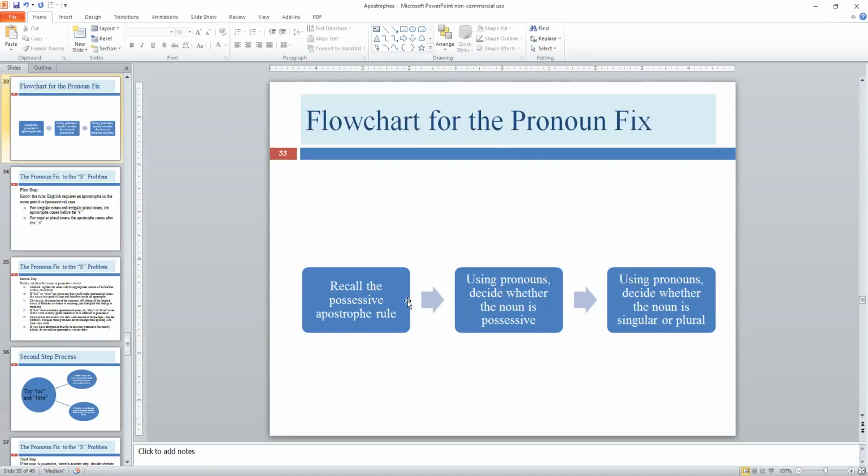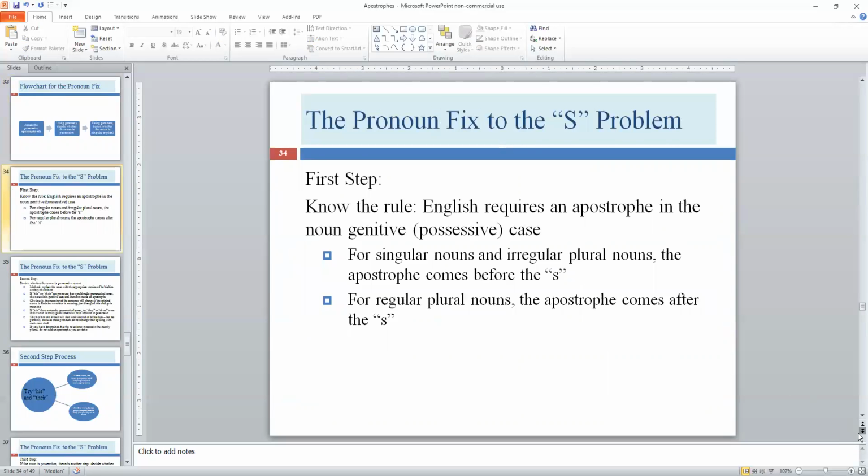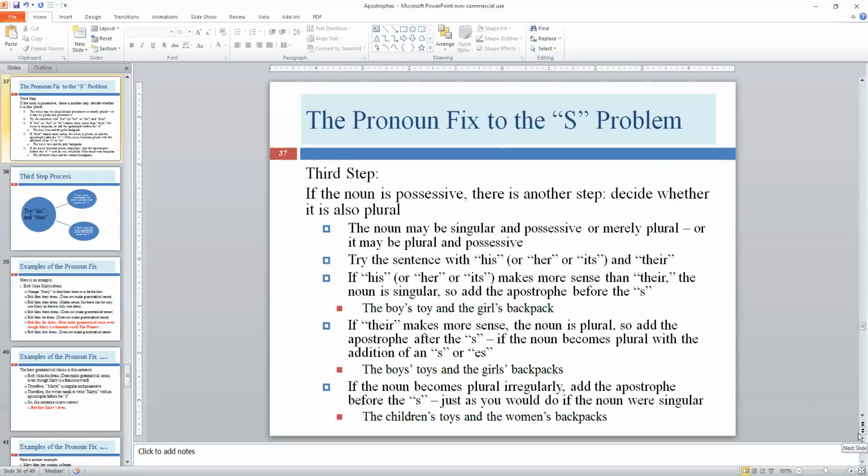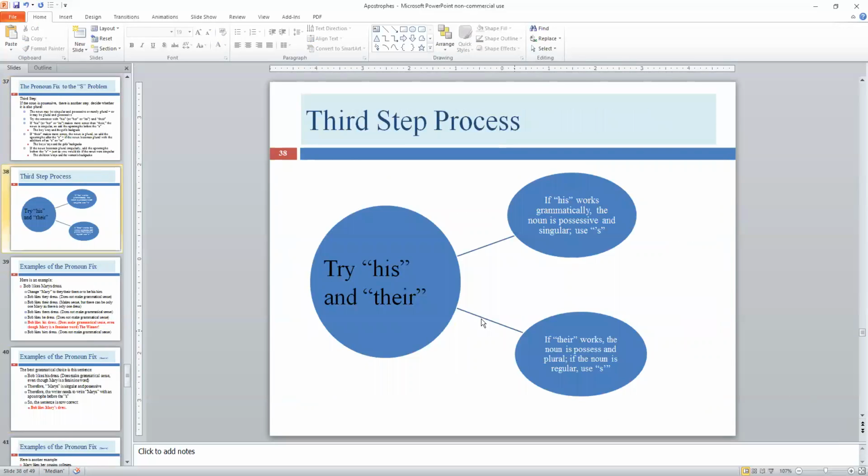And that is our paradigm. We're going to recall the possessive apostrophe rule in English. We're going to decide whether the noun is in possessive or genitive case or not. If it is in possessive or genitive case, we have to decide whether it's singular or plural. That's our third step. We discussed the first step and the second step, and now we're up to actually applying this knowledge. Again, here's the rule. We try his. If his makes sense, then we know the noun is singular and possessive. If their makes sense, we know the noun is plural and possessive.